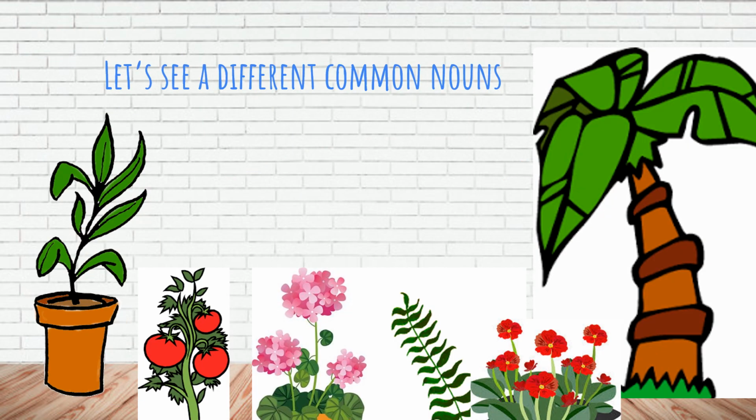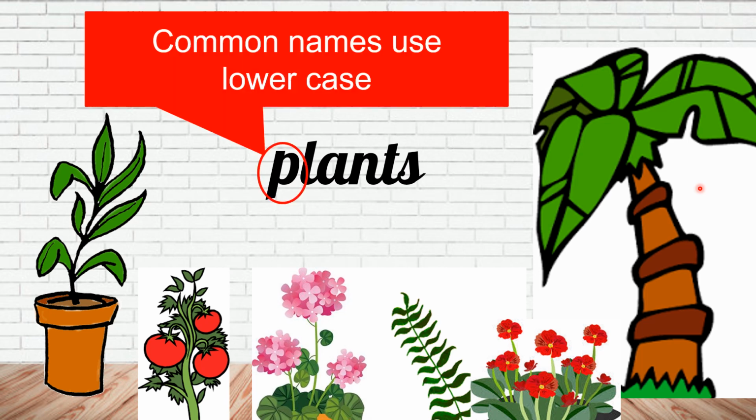Now let's look at this. Let's see different common nouns. Look at all these plants. If I call this a plant, and this a plant, and a plant. So common nouns are not specific. I can call all of them the same, plants, and they use lowercase.